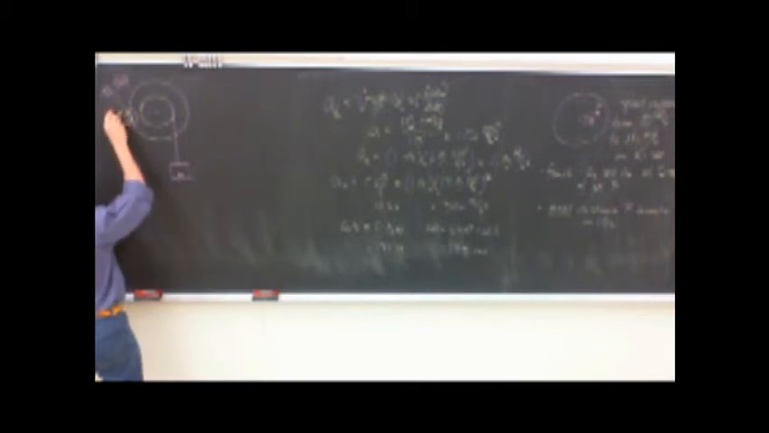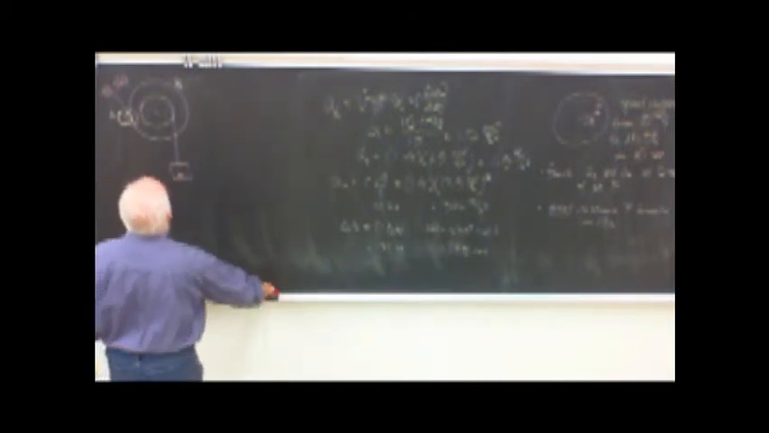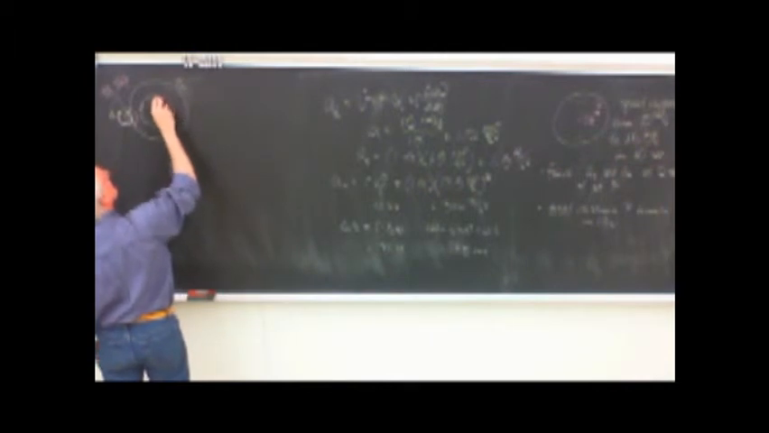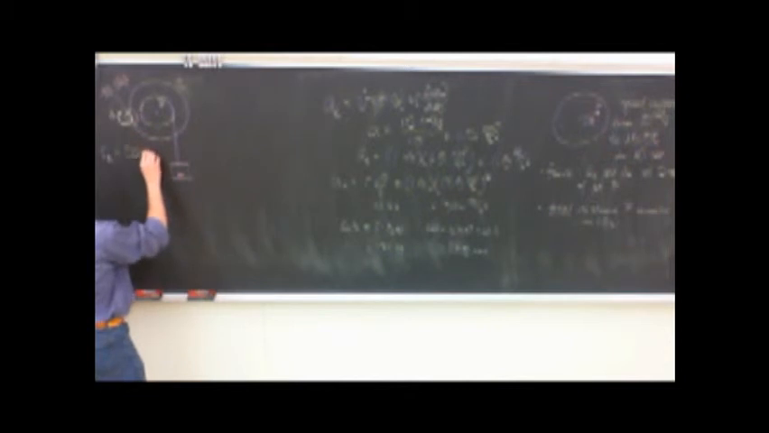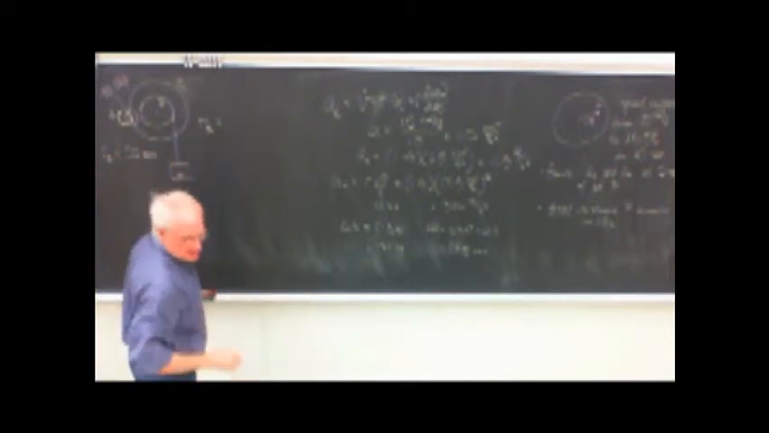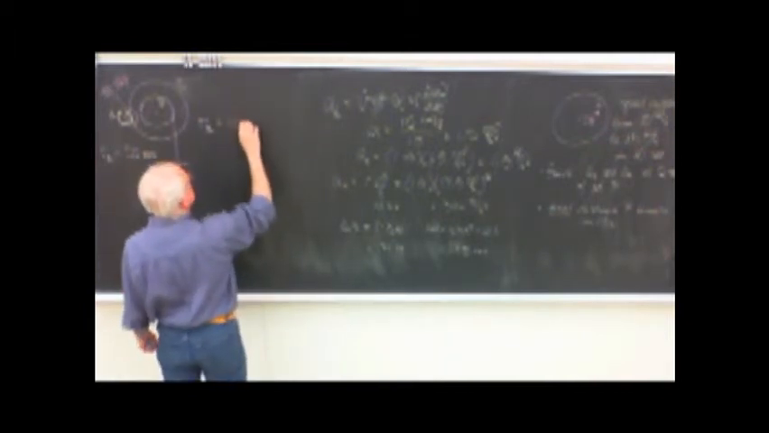So we'll call that wheel A. This is wheel B. No, outer ones, C, just to keep them straight with what I have. The radius of A is 50 millimeters. Radius of B is 100, and C is 200.